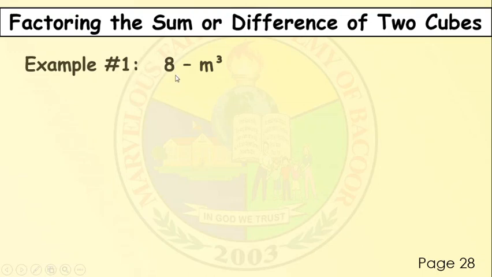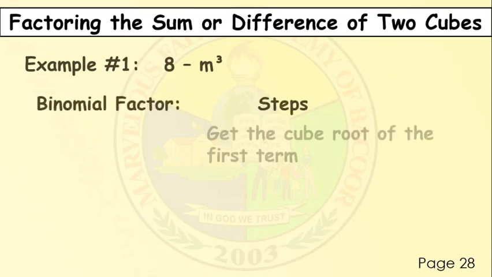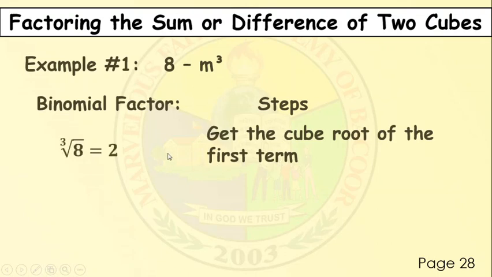Okay, so 8 minus m cube. Okay, so kung papansin niyo yung given is a perfect cube number. Okay, kasi si 8 is a perfect cube number, ganun din naman si m cube. Okay, so our first step is get the cube root of the first term. So kukunin natin yung cube root ni first term. Okay, so ano nga ba cube root ni first term?